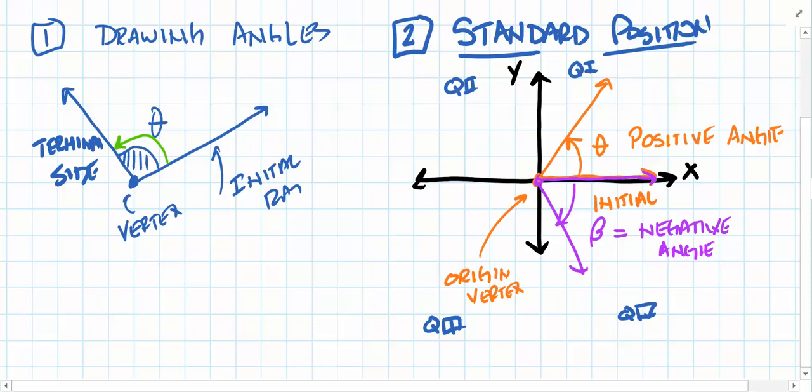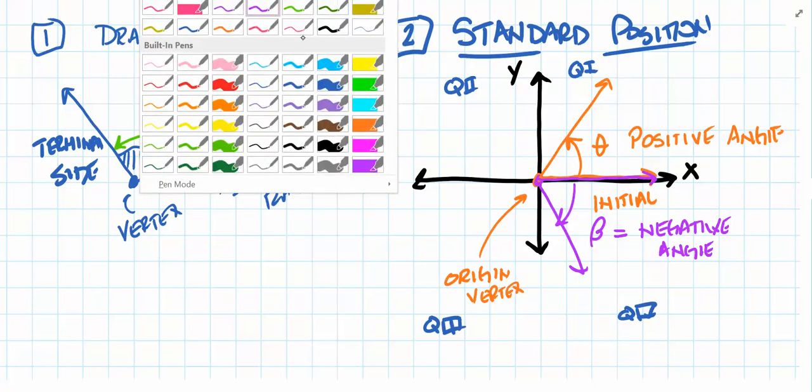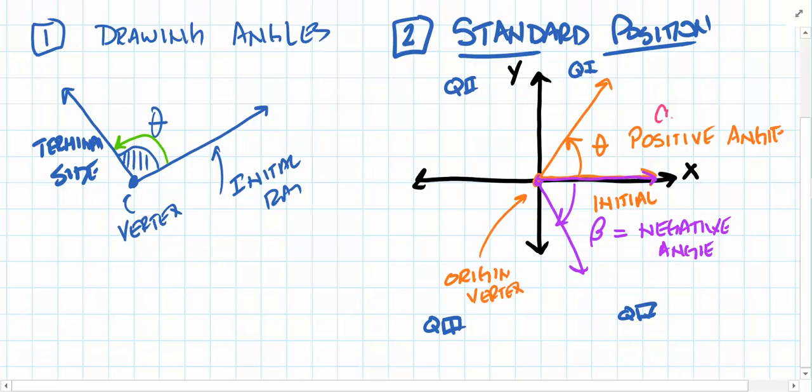Okay. All right. So positive angles swing which way? Yes, counterclockwise. Someone write that down here. So positive angles are counterclockwise. And negative angles are what, you guys? Clockwise. Very good.